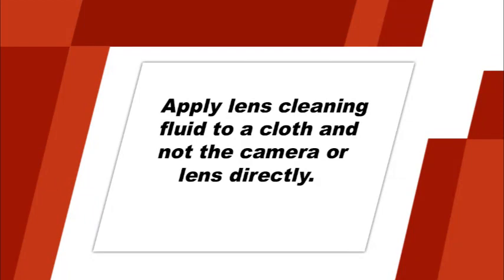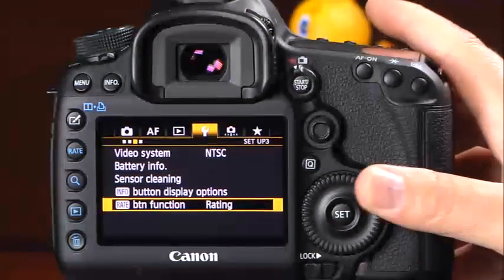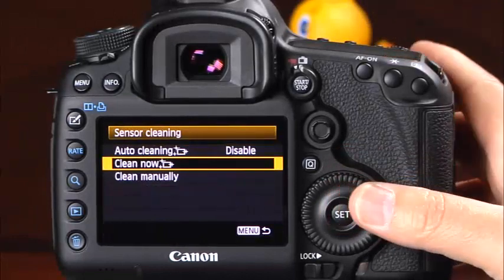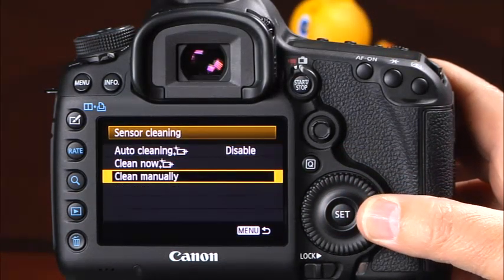Your Mark III can be set to automatically clean the image sensor each time the camera is turned on or off. To do this, enter the camera's third setup menu and select Sensor Cleaning. You can choose Auto Cleaning, Clean Now, or Clean Manually.